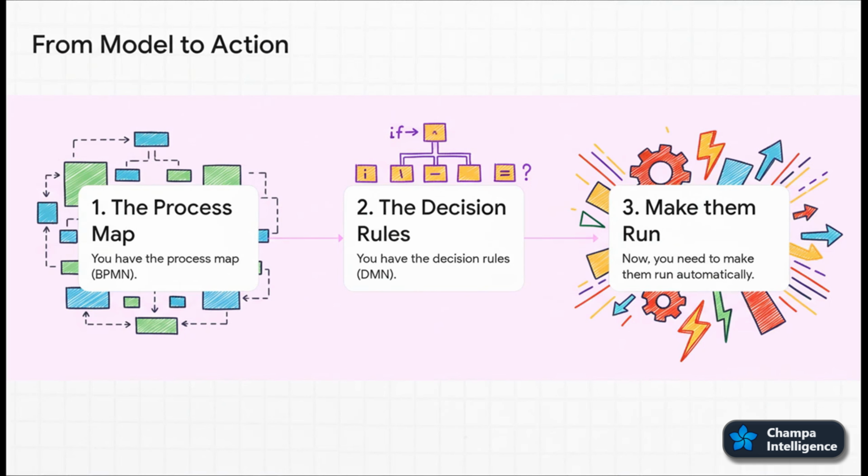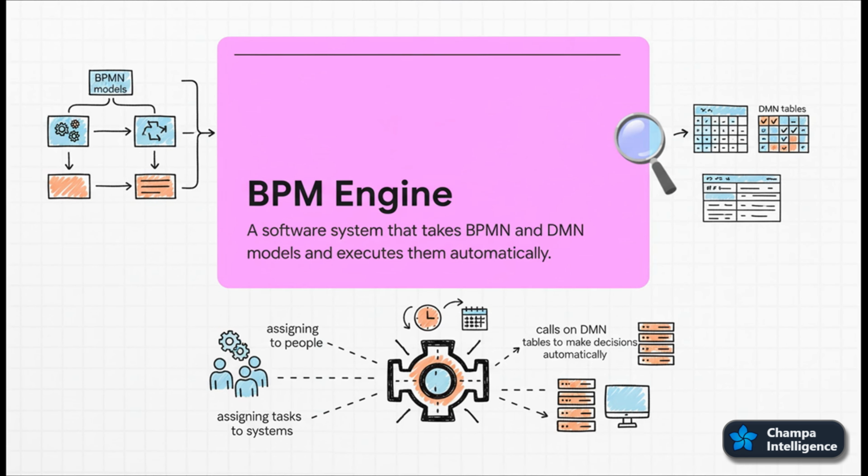So let's just do a quick recap. We've mapped out our entire process using BPMN. We've clearly defined all of our complex business rules with DMN, but right now, they're just diagrams. They're just static models on a screen. The next logical step, of course, is to make them run. And that right there is the job of the BPM Engine. It's a software system that actually reads your BPMN and DMN models and executes them. It manages the flow of work from step to step, it assigns tasks to people or to other systems, and it calls on those DMN tables to make decisions, all automatically.